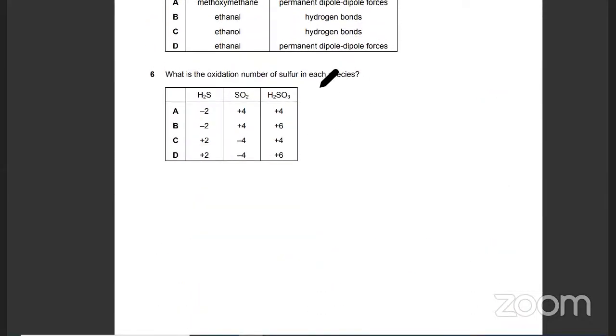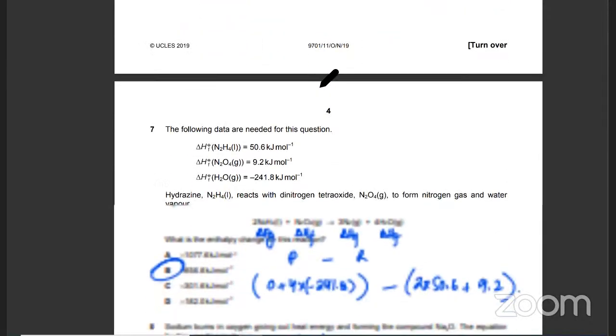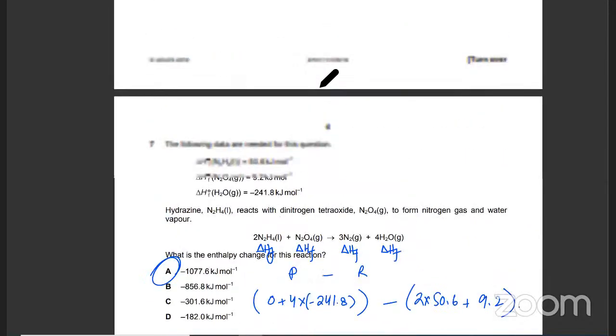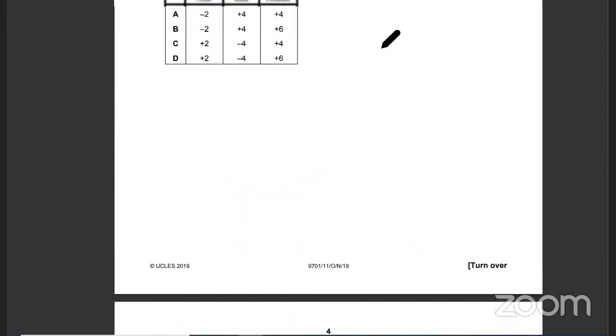Sir, in general, what about bond dissociation? Well, it's bonds broken minus bonds formed. Bonds broken are usually the reactant bonds that are broken, and bonds formed are the product bonds that are formed. So in a way, it's reactants minus products.